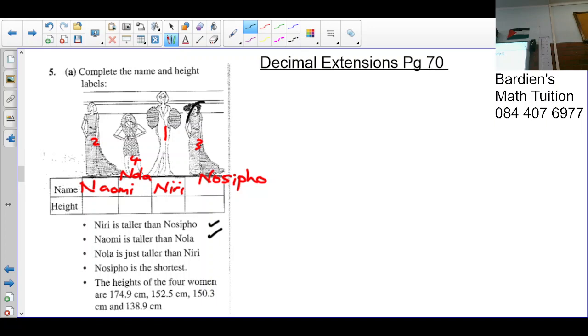This is Niri. Why? Listen. See, it says here, Nola is just taller than Niri. Which means Nola is not taller than anybody else. Just means only. You guys understand? Yes, Michael? So on the first block I have Nola. The second block. So this is not right. So you all agree this is Naomi.